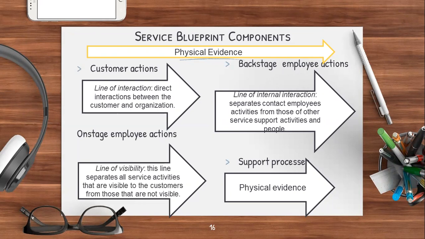On-stage employee action: this is the line of visibility. This line separates all service activities that are visible to the customers from those that are not visible. The third one is the line of internal interaction, happening under backstage employee action. This separates contact employees' activities from those of other service support activities and people. And the last component is the support process. This is where you have physical evidence for the service that you are providing.